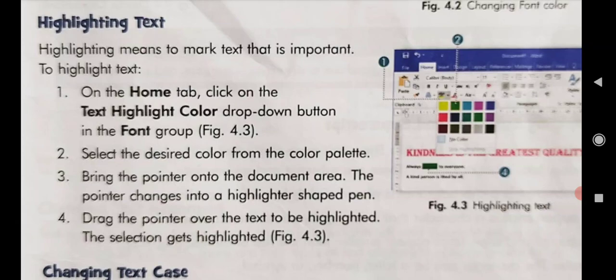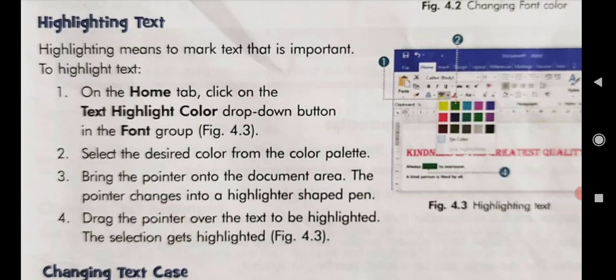Can you see it here? Whatever color we want, we select according to our choice from the color palette. Then bring the pointer onto the document area. After selecting the color, we bring the pointer onto the document area. The pointer changes into a highlighter-shaped pen.